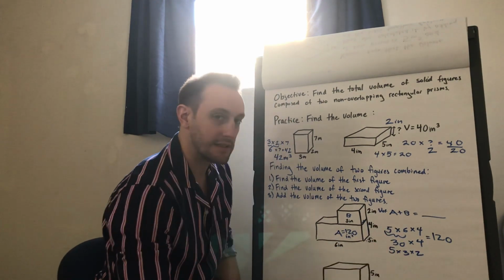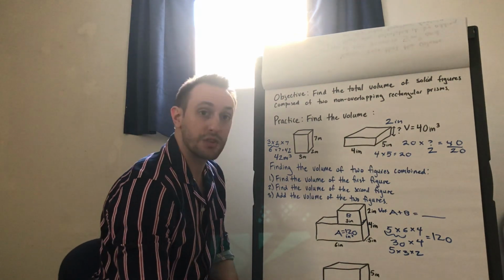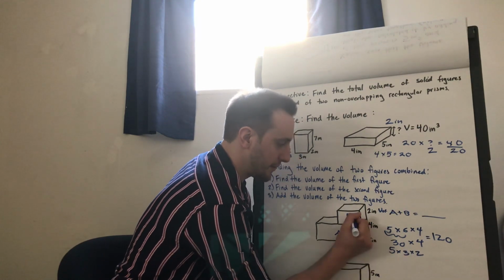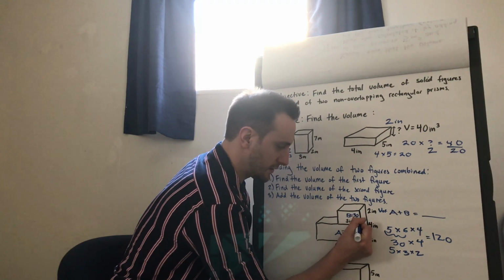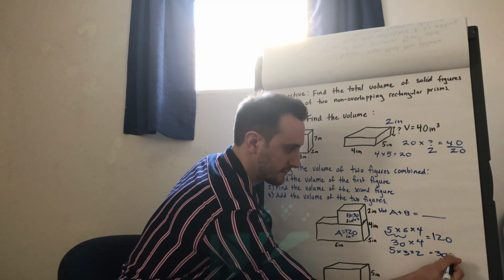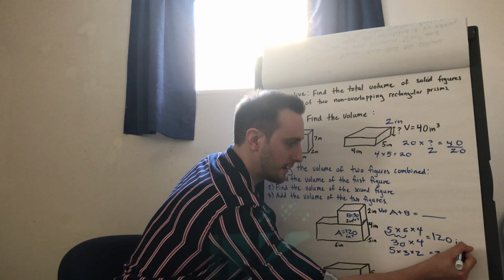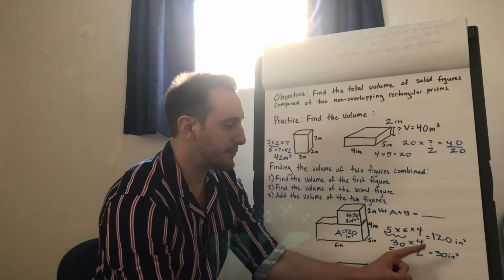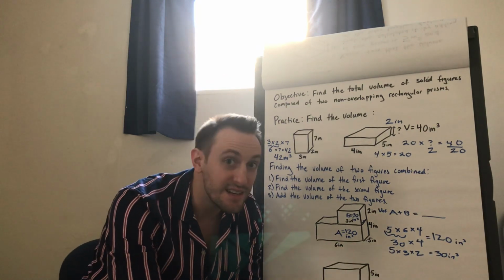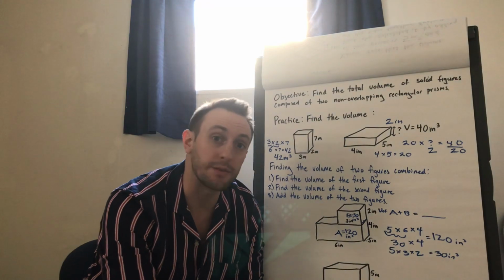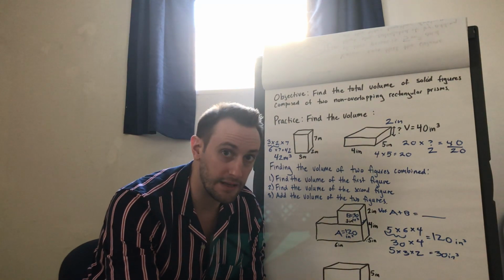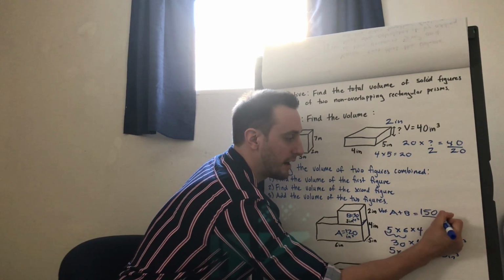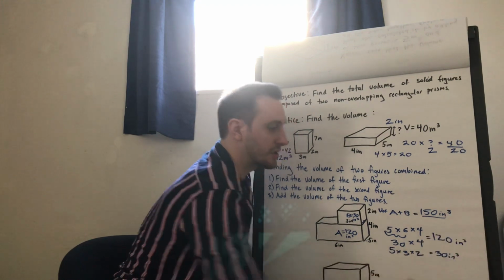So 5 times 3 is 15. Times 2 is 30. So I have a total volume of 30 inches cubed. I want to make sure we have the right units. Okay, so 120 plus 30 is... what's 12 plus 3? If you know 12 plus 3, you know 120 plus 30, which is going to be 150 inches cubed. So we have a total volume of 150 inches cubed.